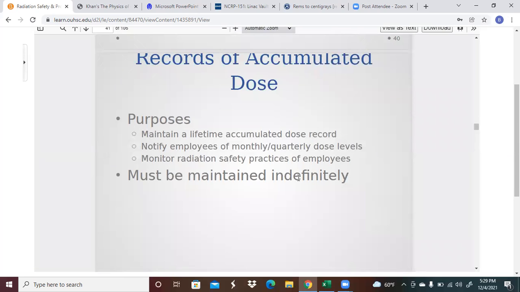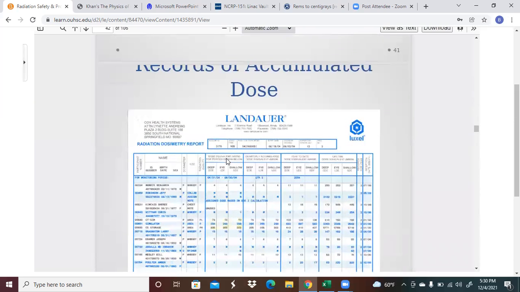The records of accumulated dose: the purposes are to maintain a lifetime accumulated dose record, notify employees of monthly or quarterly dose levels, and monitor radiation safety practices of employees, and must be maintained indefinitely. You can sometimes see reports like this that are given to you for every quarter or perhaps for the year that sort of let you know what it is that you have been exposed to.